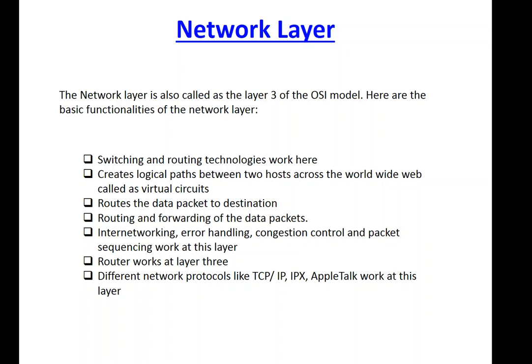It creates a logical path between both hosts across the world wide web, or a virtual circuit. It routes the packet to the destination. When someone sends anything to any other device over the network, first it is encoded and decoded. That's the task of the data link layer.